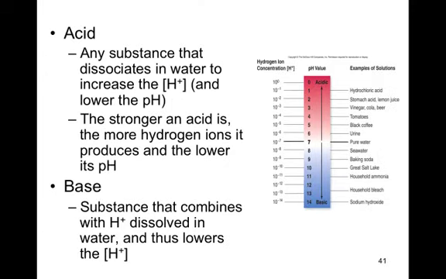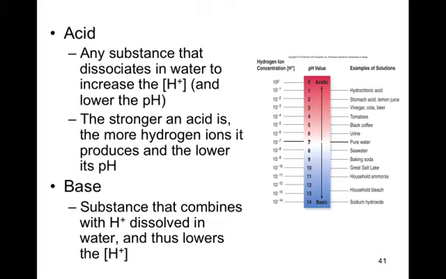So an acid then is any substance that when we put it in water dissociates, drops off hydrogen ions, and thus lowers the pH. So if we increase the quantity of hydrogen ions, we lower the pH. The stronger an acid is, the more hydrogen ions it produces when we put it in water, and thus the lower its pH. A base is a substance that combines with hydrogen ions that are dissolved in water, and thus lowers the hydrogen ion concentration. But remember, hydrogen ion concentration, when it's high, is going to be a low number. And when hydrogen ion concentration is low, it's going to be a high number. That's because of this negative logarithmic function. If you understand that, you're good to go with your acids and bases.